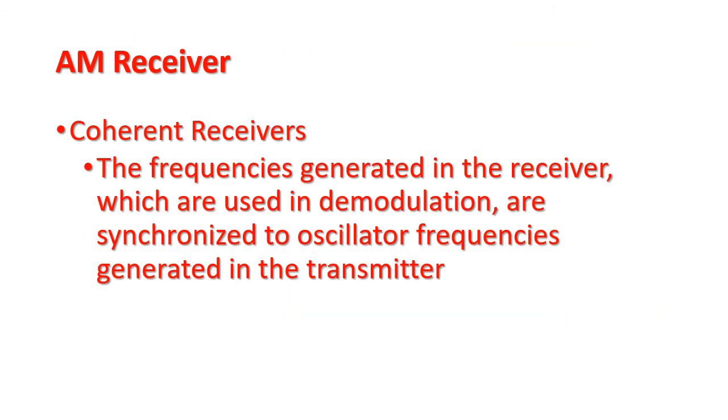AM receivers. Coherent receivers. For coherent receivers, the frequencies generated in the receiver, which are used in demodulation, are synchronized to oscillator frequencies generated in the transmitter.